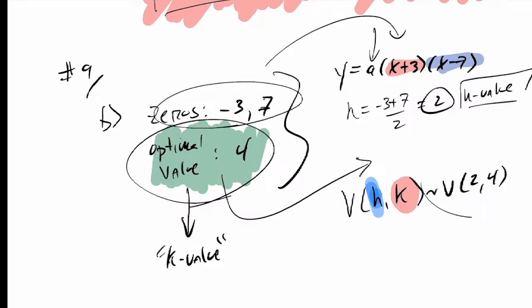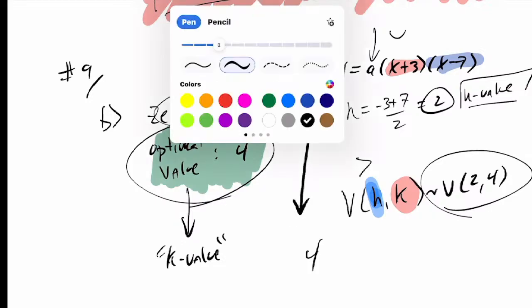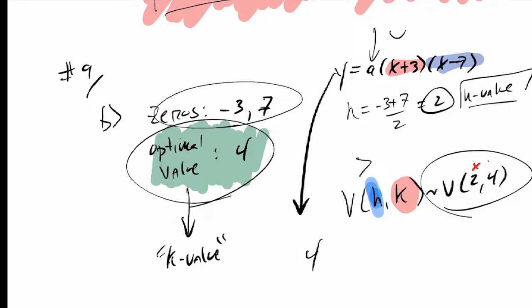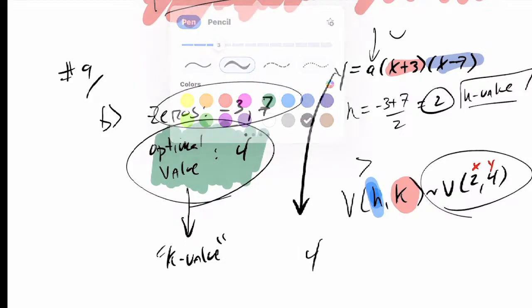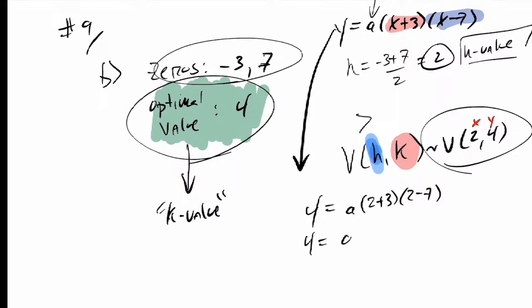So now I have the vertex, but that's also a point. So I can sub that in here. Let me make this a little more clear. I can let this be my x and this be my y and sub it in. So y is 4, and x is 2. So this becomes 2 plus 3, 2 minus 7. And then I can go ahead and solve for a.